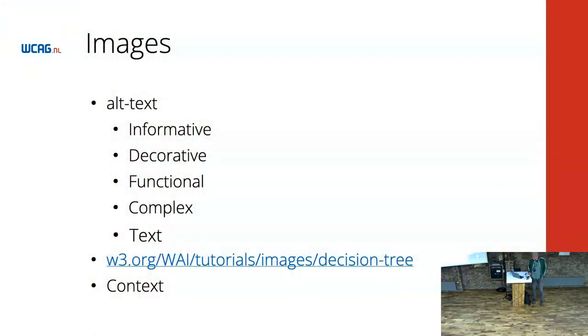Then images and/or media. Images need an alternative text. Well, that's nothing new, I guess. It depends on what type of image it is, what type of meaning it will convey, what the alt text should be. So you have five types of images. And the W3.org has a decision tree about it.